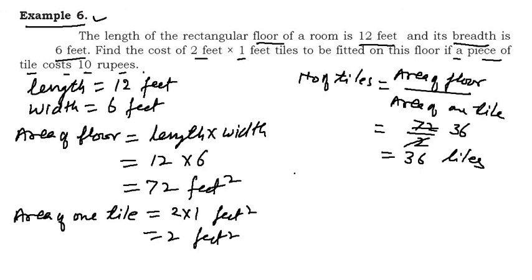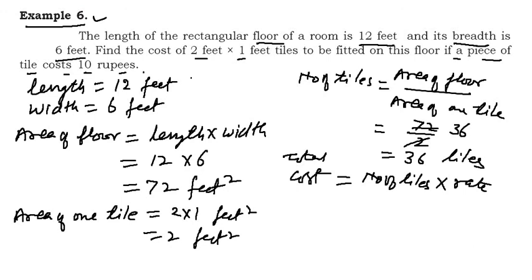Now cost. Total cost is equal to number of tiles into rate. Rate is given as 10 rupees per tile. So number of tiles is 36 and the rate is 10. So it will be rupees 360 and that is your answer.